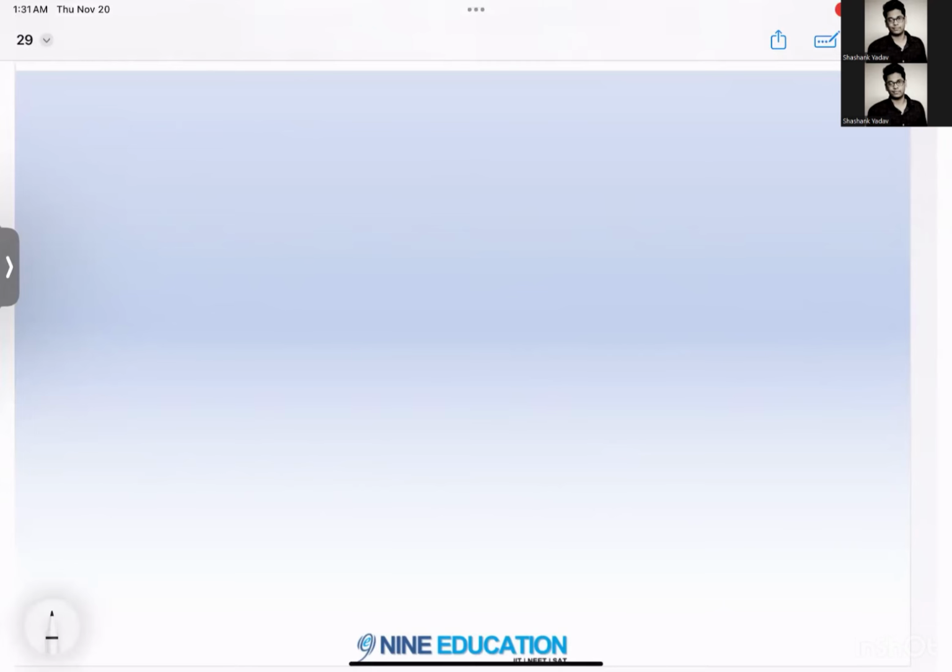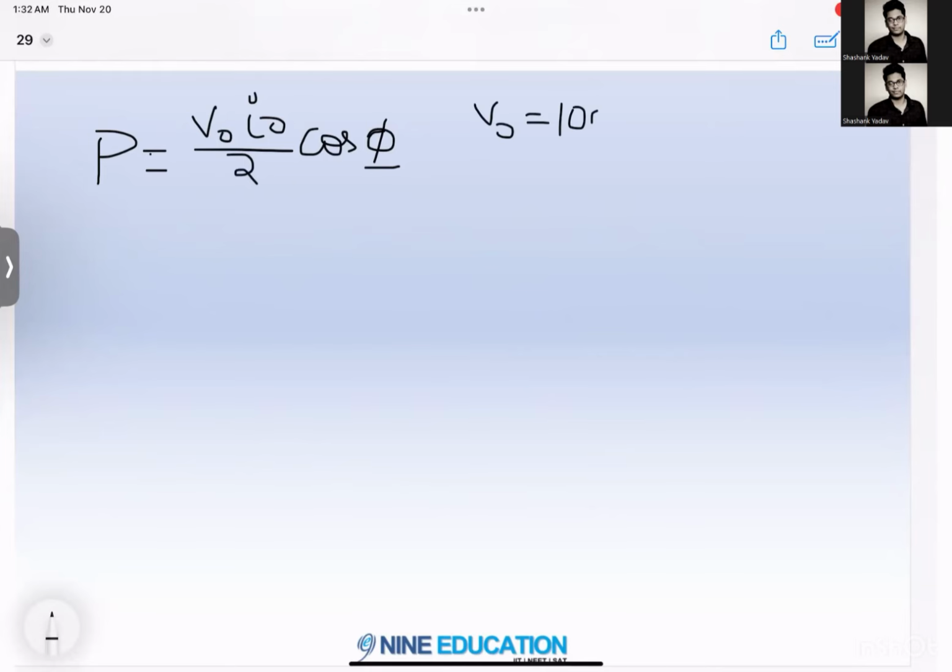Here is the next question. In an AC circuit, V and I are given like that, and the power dissipated is asked. We know that the expression for power dissipated is P average is equal to V naught I naught by 2 into cos of phi, where this phi is the phase difference between V and I. Here we have the values V naught is equal to 100 volts and I naught is equal to 100 milliampere, and the phase difference between them is given as pi by 3.